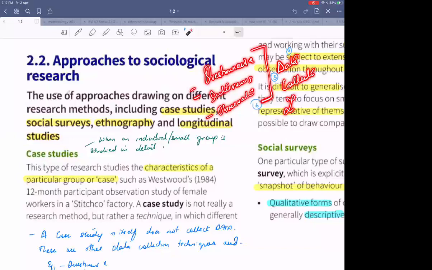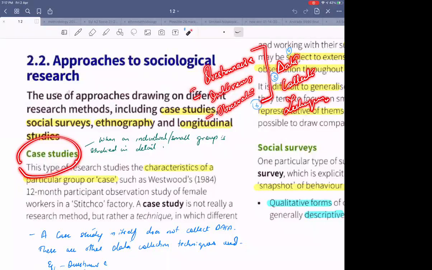Now, what we talk about right now, for instance, if we speak about case studies, a case study isn't really a data collection technique, right? First of all, what is a case study? Why is it that we use the term case study in this context?